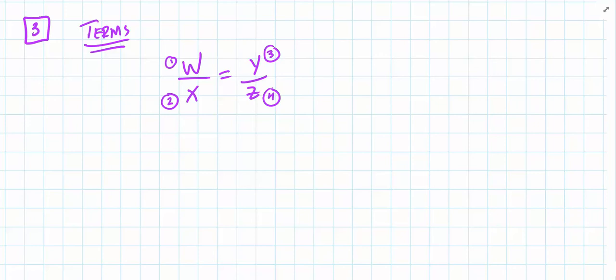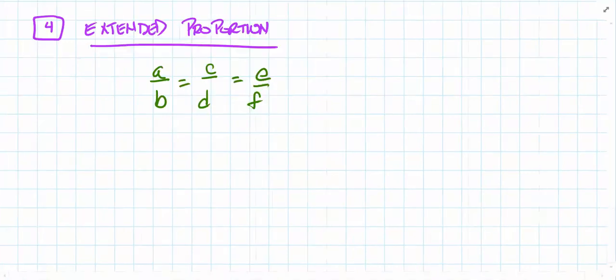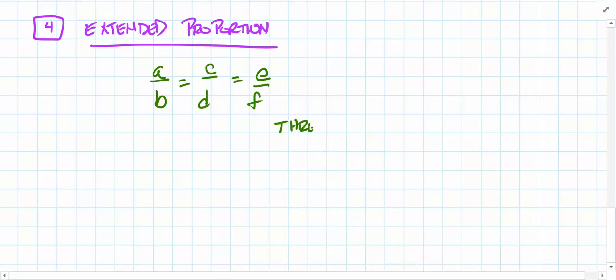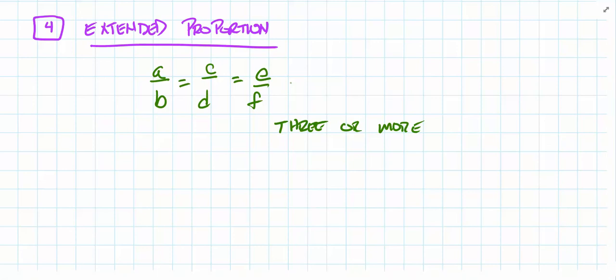Okay, for an extended proportion, we can actually start equating quite a few ratios together. We can have 3 or more equal ratios. So whenever you see 3 or more equal ratios, so ratios set equal to each other like I have here, a over b equals c over d equals e over f, these are called extended proportions. And we could keep writing as much as we wanted here too, you know, equals h over i, whatever we want to do, right?